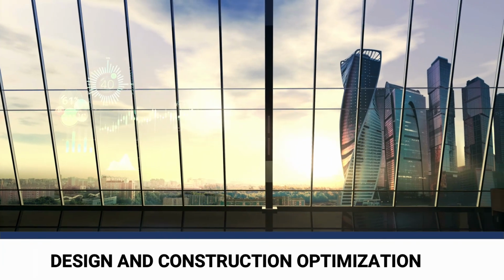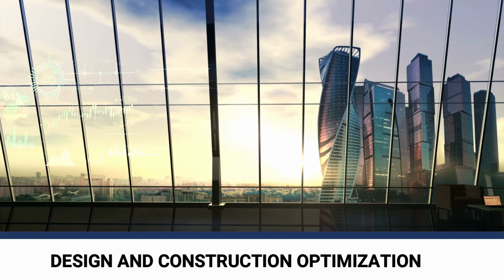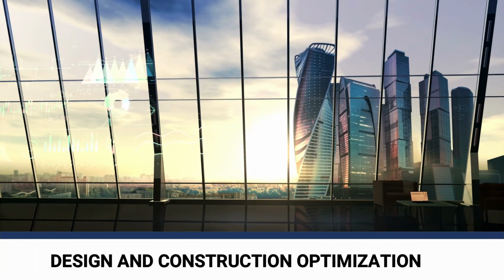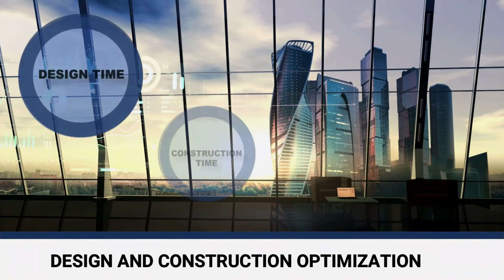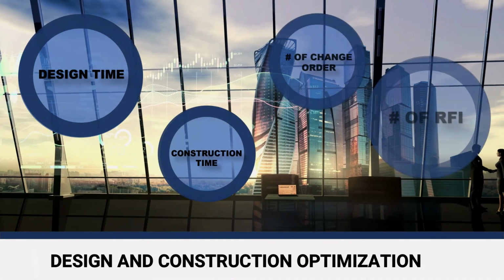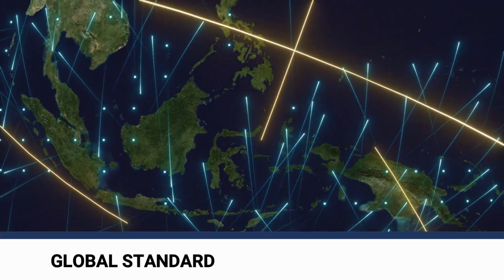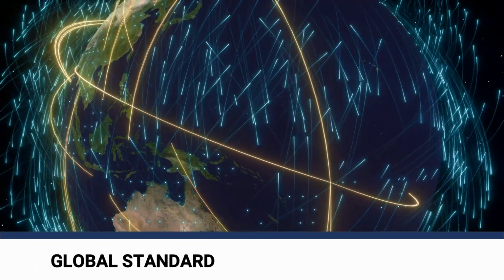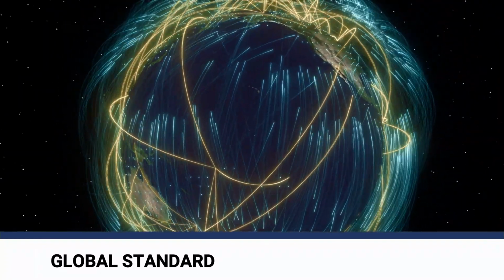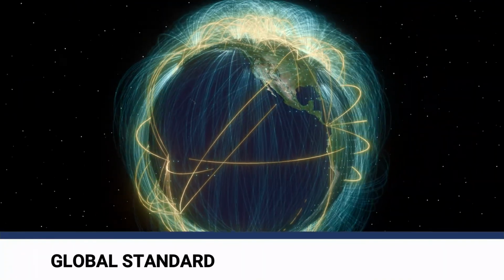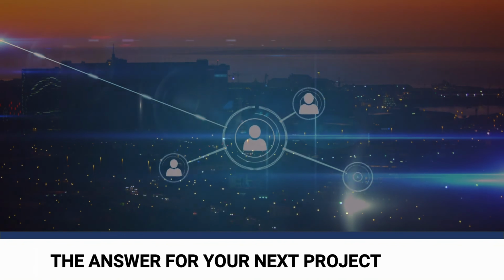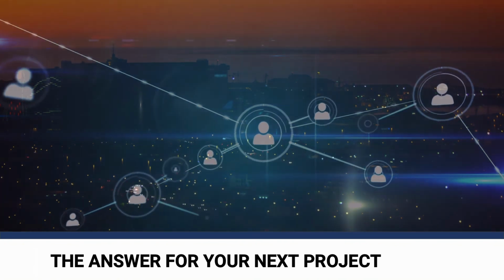It was found that by using BIM, key project parameters can be influenced. Parameters such as design time, construction time, the number of change orders and the number of RFIs can be reduced. BIM is now used globally across North America, Europe, and Asia, and is the future of engineering. BIM is the answer to delivering your next great project.